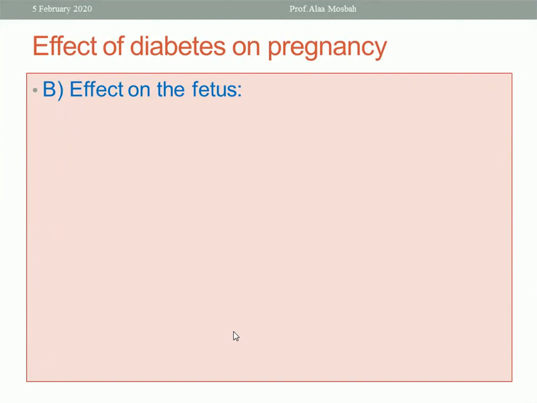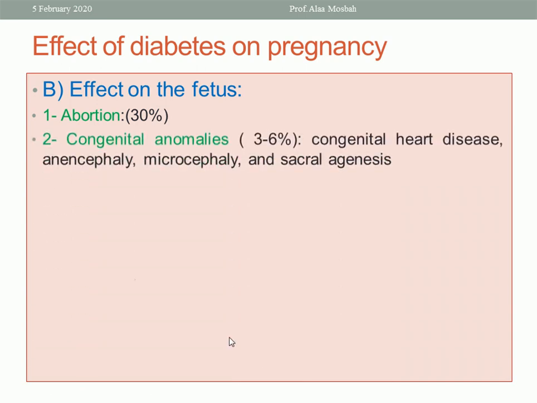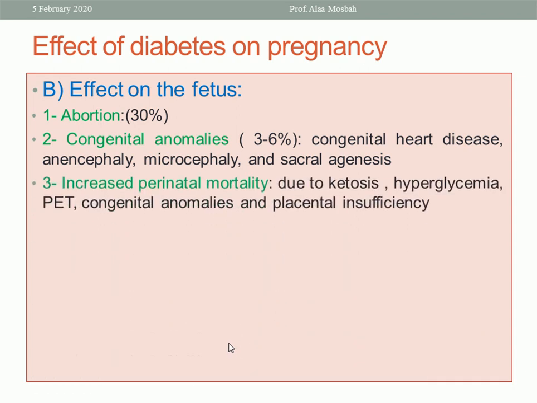So what about the effect of diabetes on the fetus? Abortion may be in 30% of cases, congenital anomalies about 3 to 6%, like congenital heart disease, anencephaly, microcephaly, and sacral agenesis or caudal regression syndrome. Increased perinatal mortality due to ketoacidosis, hyperglycemia, preeclamptic toxemia, congenital anomalies, and placental insufficiency.